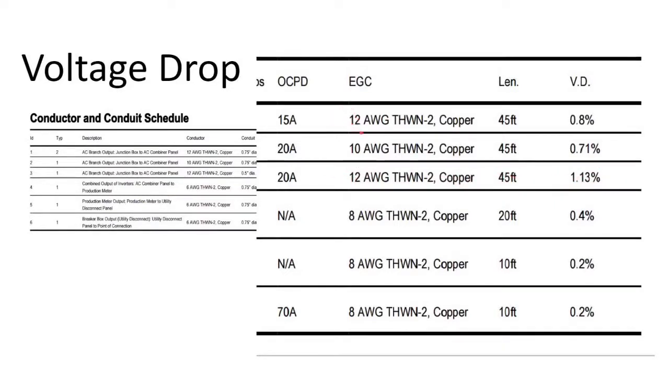even though this particular circuit maybe has fewer optimizers or fewer microinverters, so less current going through it, it doesn't have much voltage drop at all. But let's go ahead and make that number 10 as well, just so that these conductors are uniform.